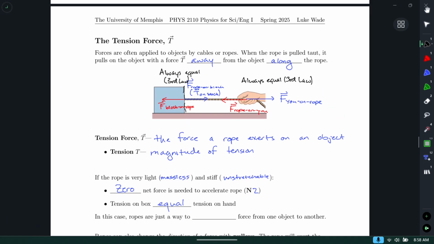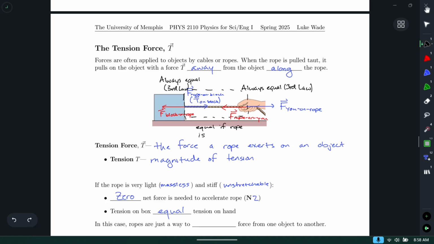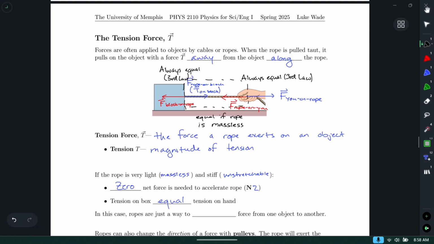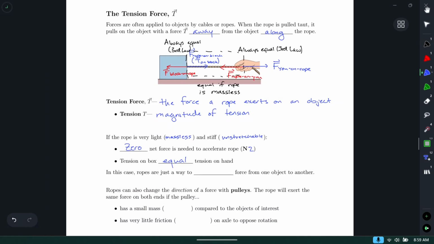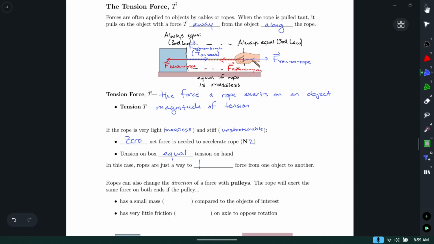So, these are only equal if the rope is massless. And for the rest of forever, we're going to assume that's the case. In that case, ropes just transfer force. They take your 10 newtons you're putting in one end and transfer it to the other end of the rope.